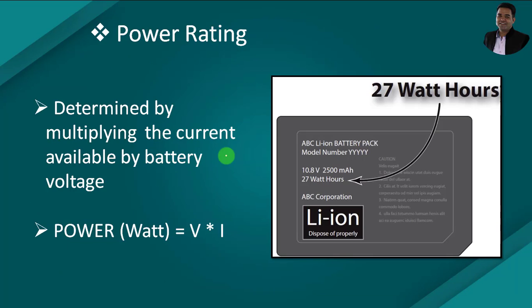The last one, the power rating method. It can be determined by multiplying the current available by the battery voltage. So the power in watts we can get with the help of the multiplication of volts and ampere current. For a lithium ion battery, for example, it has been indicated like 27 watt hours. This is the power rating method.